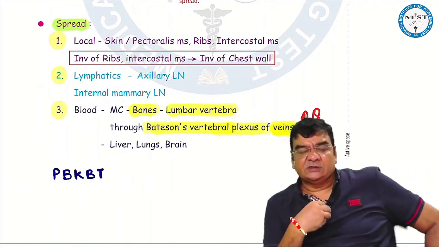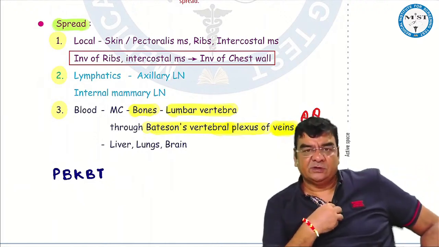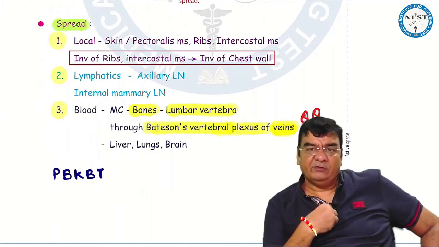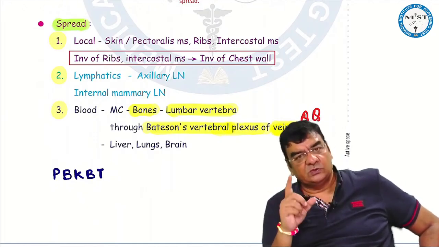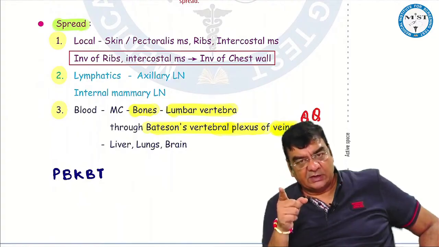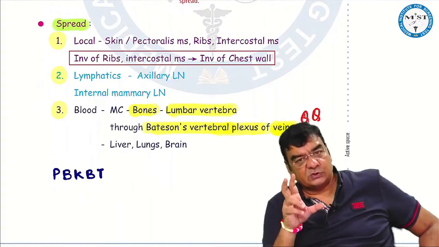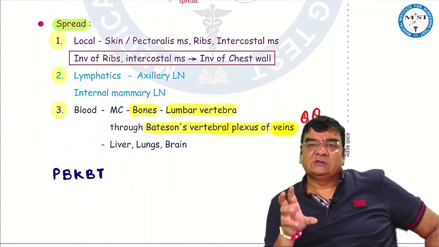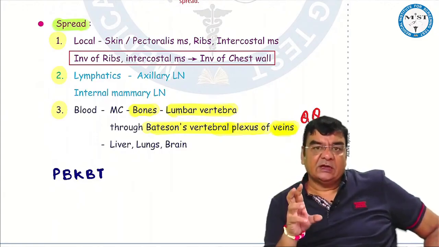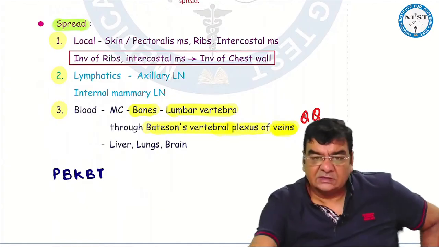20% of breast cancer, especially in the medial posterior part of the breast, goes to the internal mammary lymph nodes. And through blood, most commonly it goes to bones, to the lumbar vertebrae like prostate cancer, through the same Batson's vertebral plexus of veins, where the bony metastasis can be both osteolytic as well as osteoblastic.